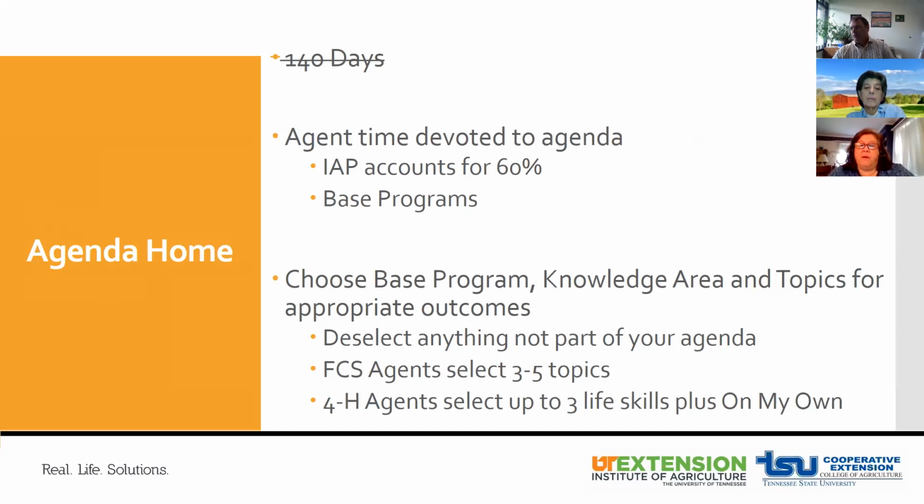of your specific agenda. We're asking that FCS agents select 3 to 5 topics, and then the 4-H agents, you should have up to 3 life skills. Some will have 2, some will have 3. And then those that are planning conducting on my own, there will be an FCS component to that so that you're able to access the on my own outcomes as well. And so as we go through and look at topics and such, you'll see where you're able to do those things as well.